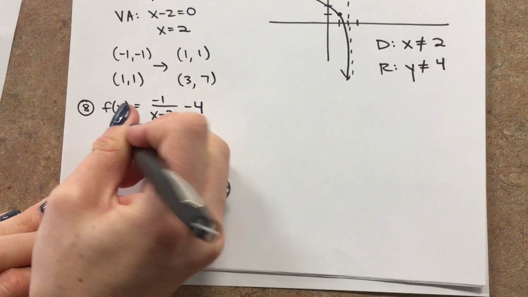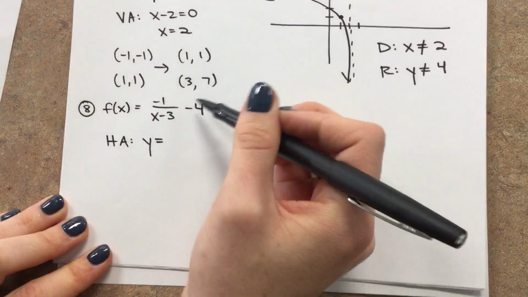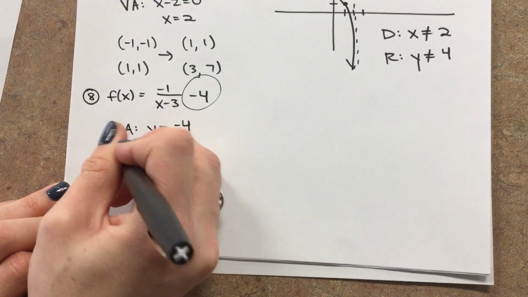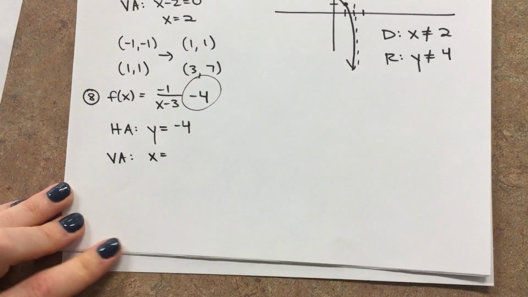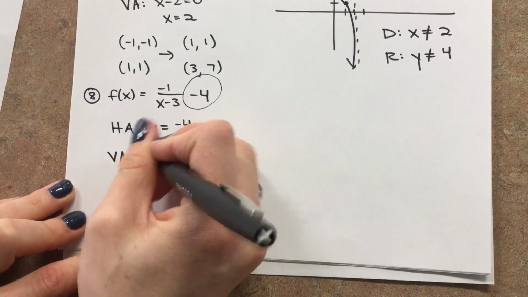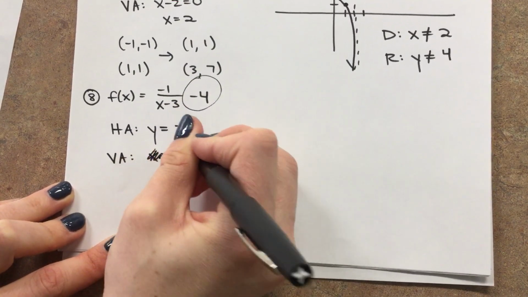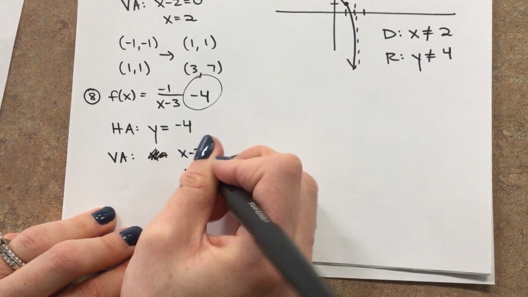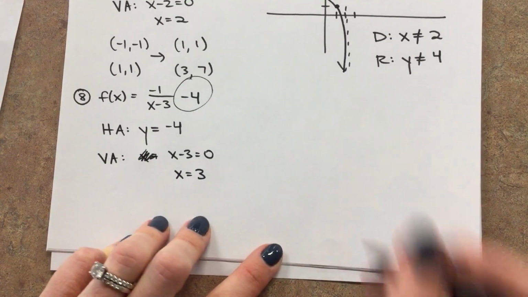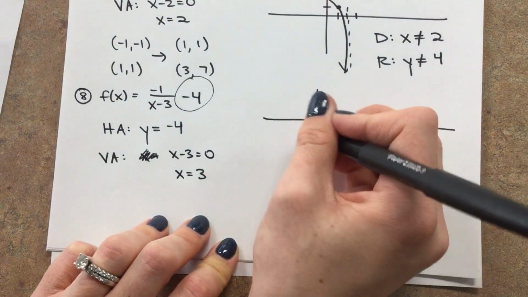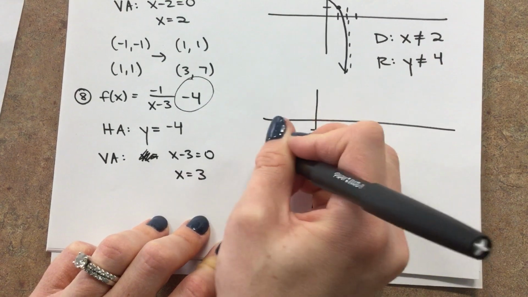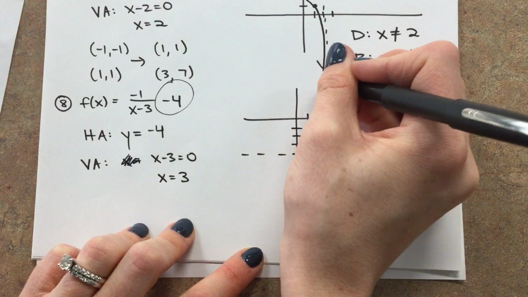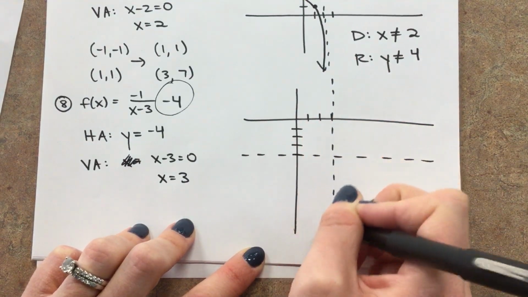All right, so horizontal asymptote is a y equals, and it's always just the number that's by itself on the end here. So this would be y equals -4. Vertical asymptote, you do x equals, and then, I'm sorry, it's whatever's in the denominator. So you take the x minus 3 and you set that equal to 0. So you end up with x equals 3 once you add that over to the other side. So set this up, so y equals -4. We'll go right there, and then x equals 3, go right here.